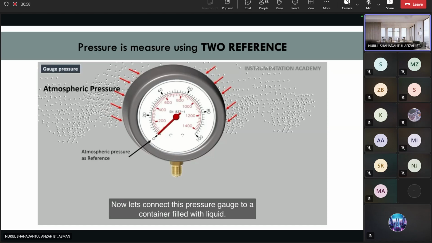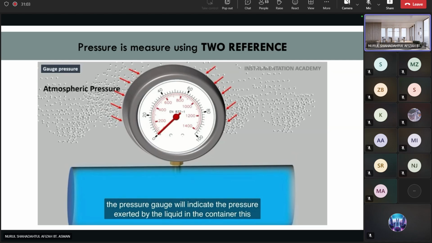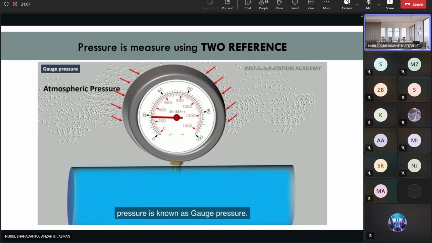Now let's connect this pressure gauge to a container filled with liquid. The pressure gauge will indicate the pressure exerted by the liquid in the container. This pressure is known as gauge pressure.